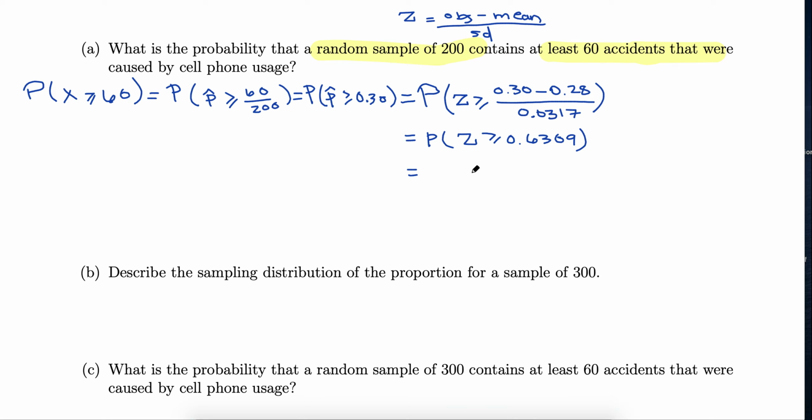You guys know how to find area under a standard normal curve. That's going to be normal CDF on our calculator. And I want the area above this z-score, so my lower value is going to be that z-score itself. And the upper value is going to be your favorite big number for positive infinity. If you work that out, you should get 0.2643.